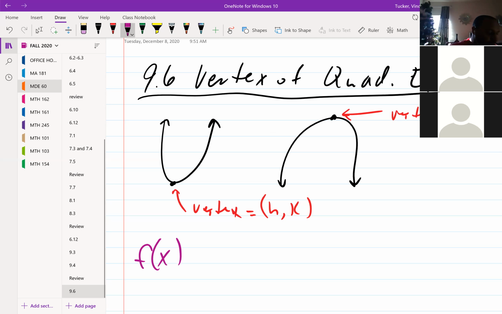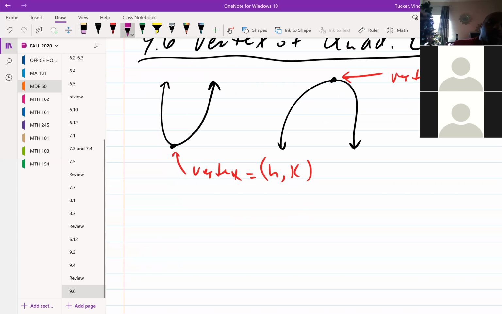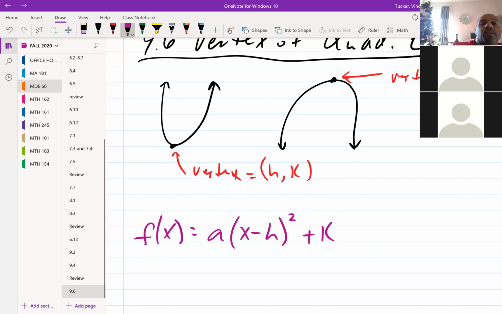Let's see, which way I want to call this. I'll call it the standard form. I'll just leave it like this. So now the form will be able to establish what our vertex is: f(x) = a(x - h)² + k. So we can write our vertex in this form.